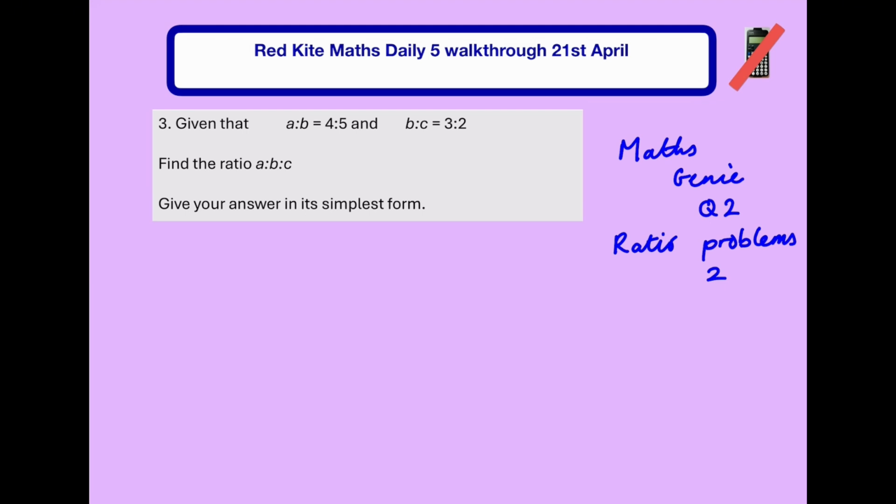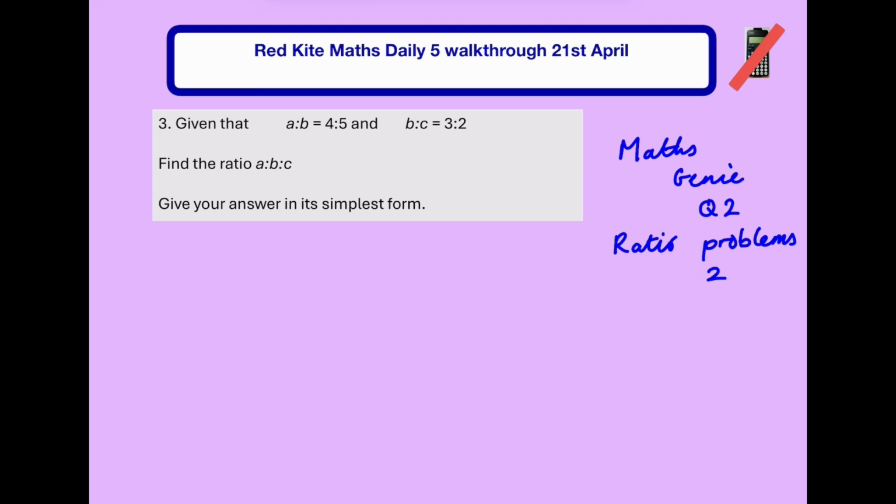Before I explain this question, I normally take my questions from ExamQ, which is a free website online of past GCSE papers. But for this one, I use the Maths Genie website, Ratio Problems 2, question 2. Okay, now it says, given that A to B is 4 to 5 and B to C is 3 to 2, find the ratio of A to B to C.